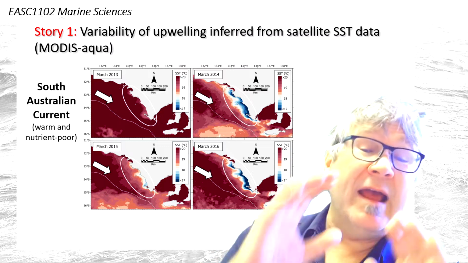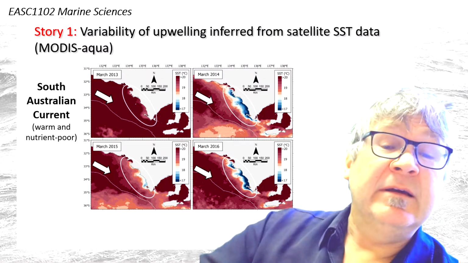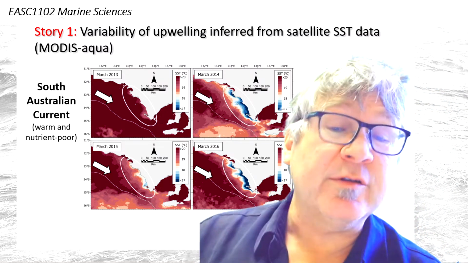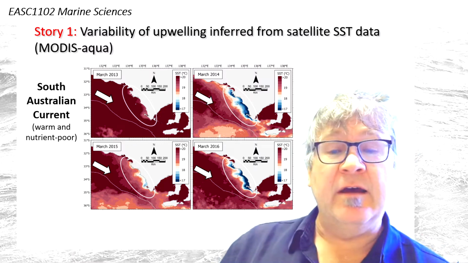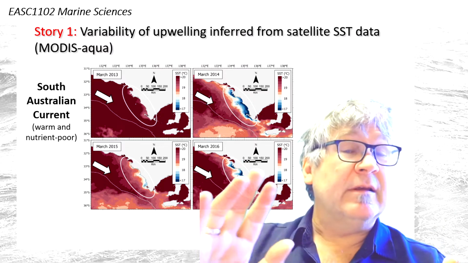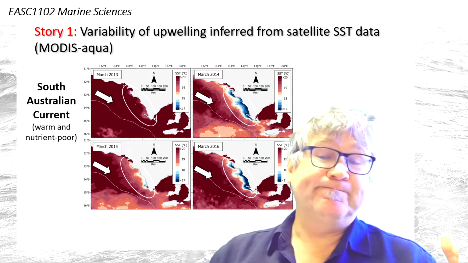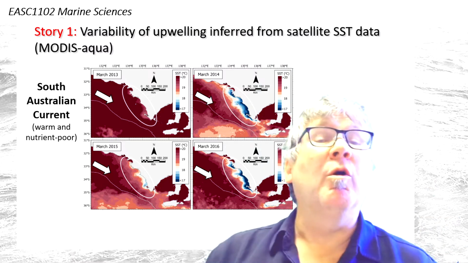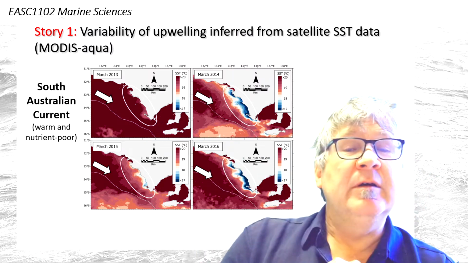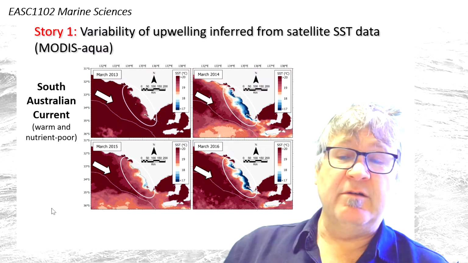Well, the red stuff is warm water. In this red it is exceeding 20 degrees. And in 2013, you can see it almost covers the entire region, warm water. What's responsible for that is the South Australian Current mainly. It moves warmer water, comes from the northwest and pushes warmer water into the region. It's warm and nutrient poor. South Australian Current.